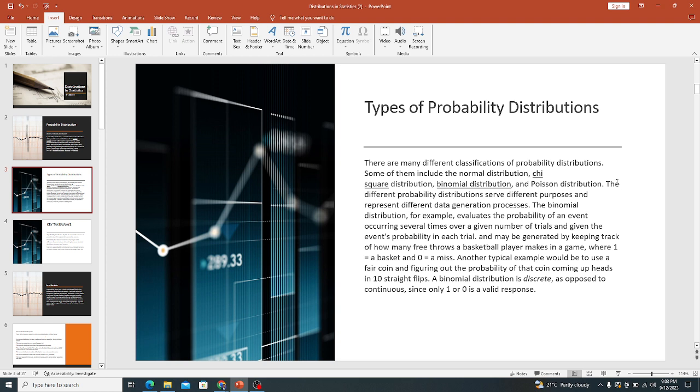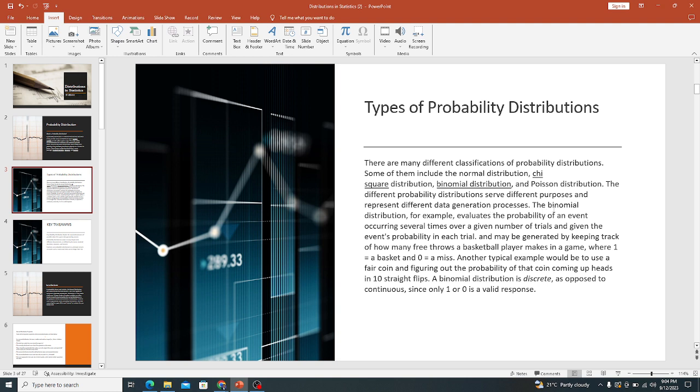All those, I guess, for those who are intermediate in statistics, they learned about that back in university. But as for this class, I've said we are going to focus on normal distribution, binomial distribution, Poisson distribution, and Bernoulli distribution. The different probability distributions serve different purposes and represent different generation processes.